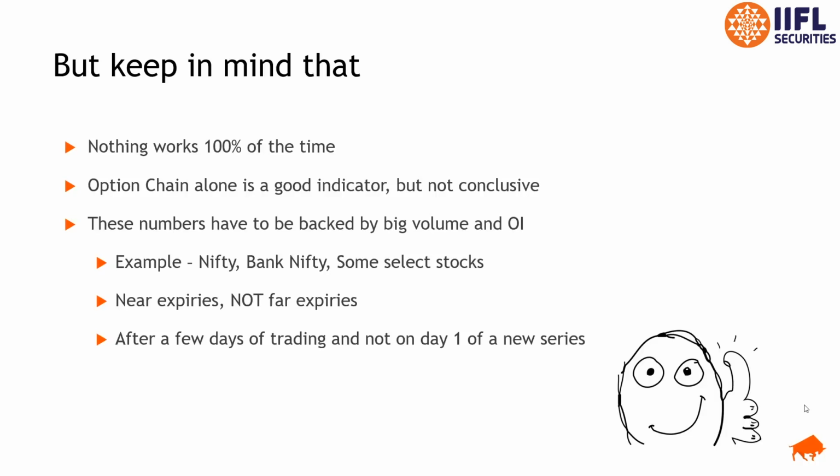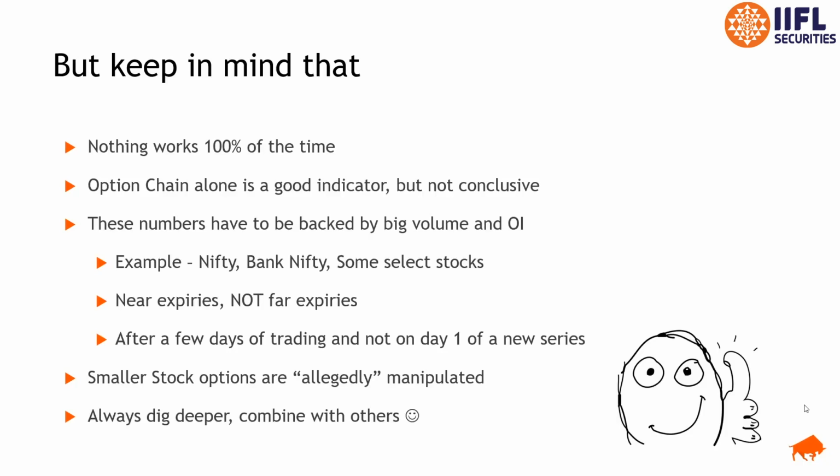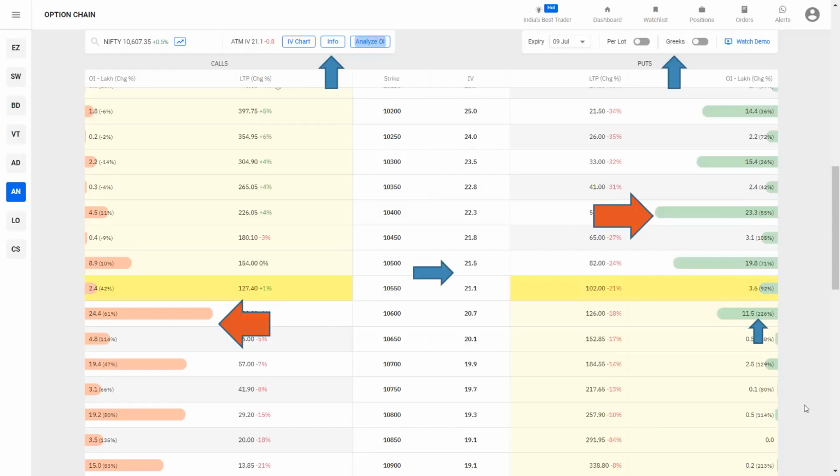because that's how open interest gets created, right? And finally, you cannot look at open interest for smaller stock options because, let's face it, there are so many allegations of these things getting manipulated and anything can happen. So let's just stick to one thing. If we are doing open interest analysis, we'll stick to Nifty, Bank Nifty, and major stocks. And you always have to dig deeper and combine it with other indicators like your trend line support, your technical analysis, etc. Okay, so let's quickly jump into what this option chain looks like.